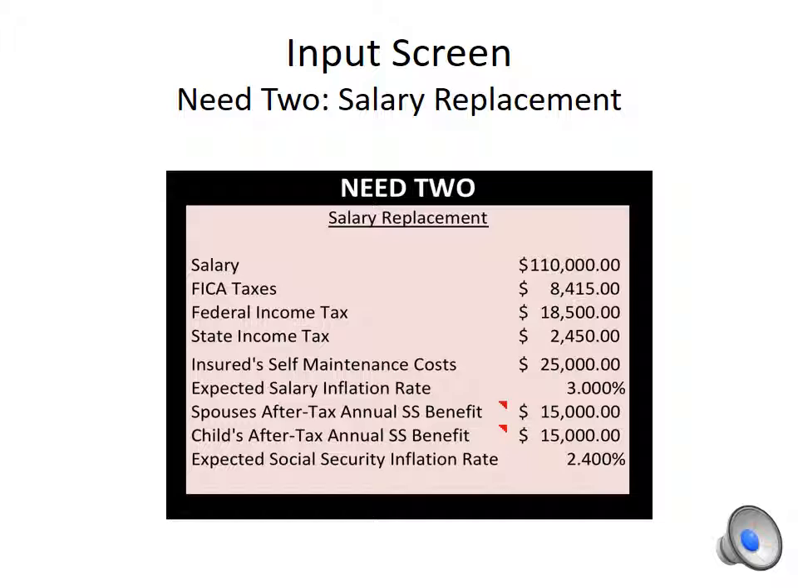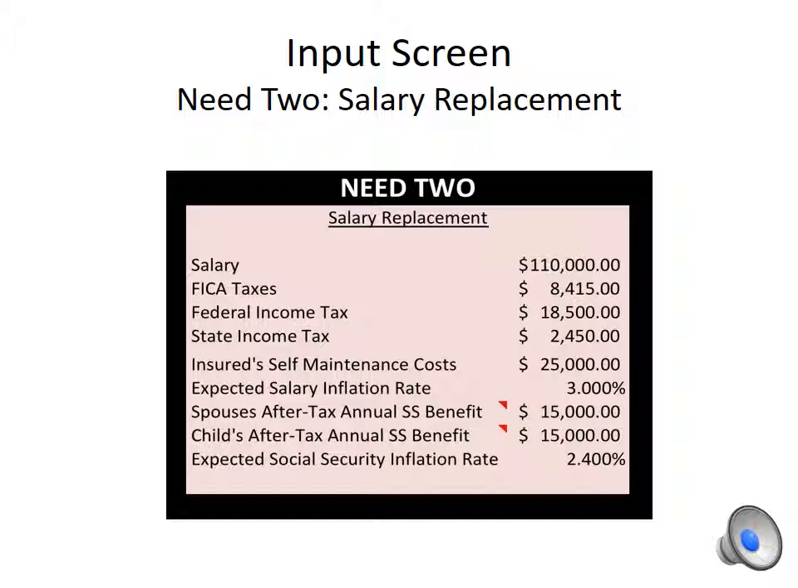Now turning to the sheet, we enter her current salary and the taxes on it. Next, we enter her self-maintenance cost, which is estimated to be $25,000. We are making an assumption that her salary will inflate at 3% per year.